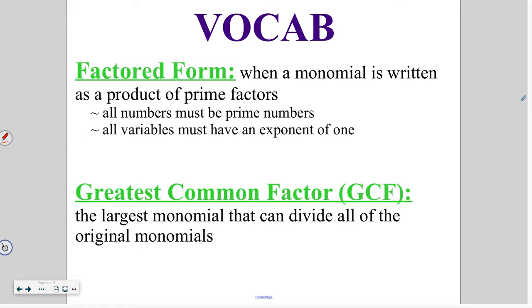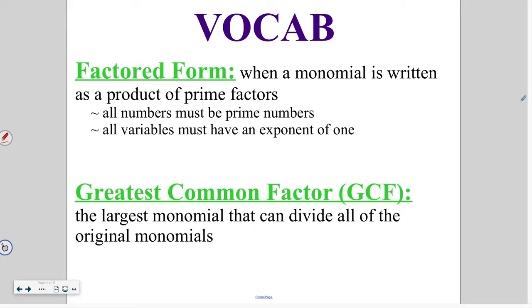So all of the numbers in our final answer must be prime numbers, and all of the variables have an exponent of 1. So for example, if we had a to the second power, we would have to write out a times a, because we need to make sure that those exponents are 1. Reminder again that product means multiplication. So we're going to be multiplying prime numbers and prime variables.